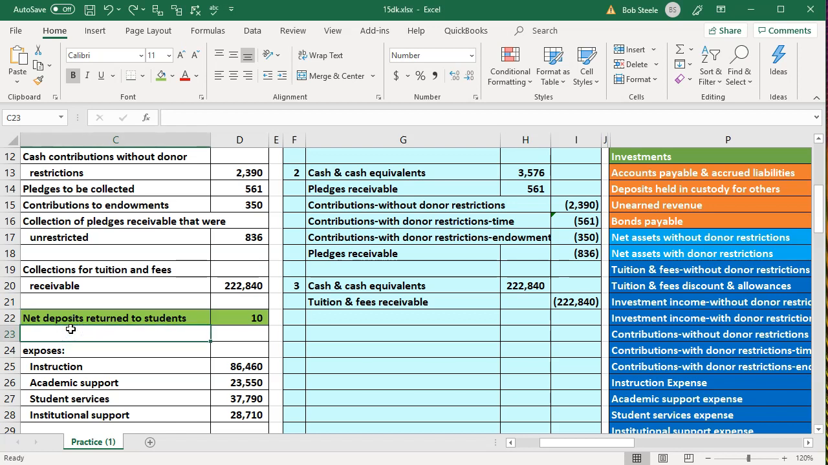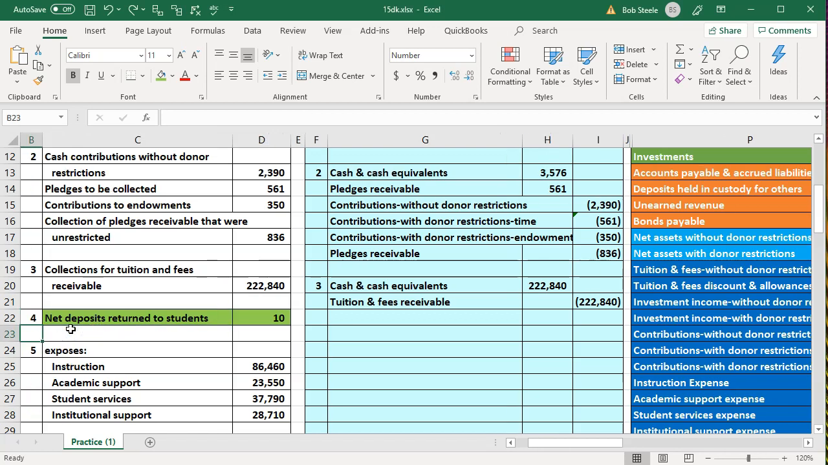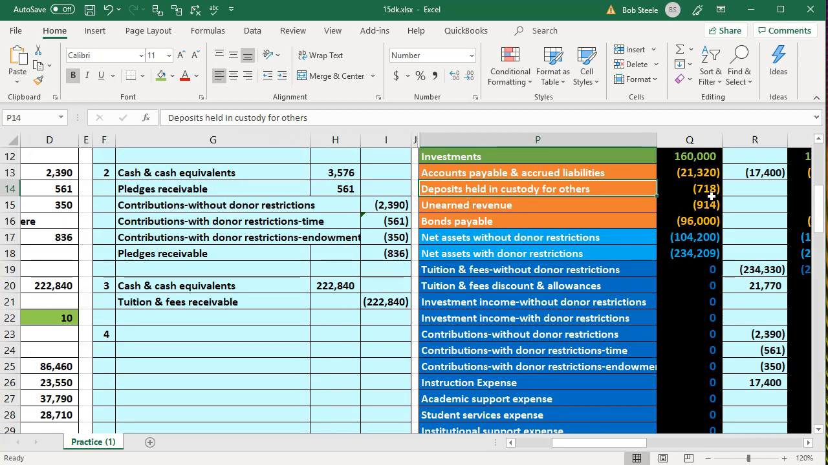Next, we have deposits returned to students of the $10 here. Deposits returned to students. So I'm going to say this is going to be number 4. Cash is going to be going down because we are returning the deposits. The other side is going to be in this deposits held in custody for others. So we have this liability that we needed to pay out. We are now paying out that return, and therefore it shall be decreasing. I would start then with cash anytime we can.